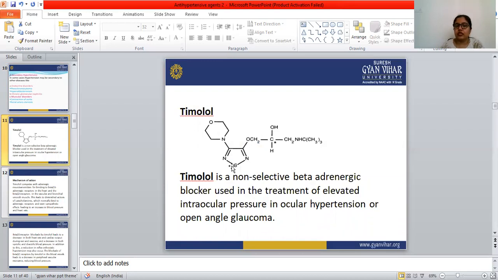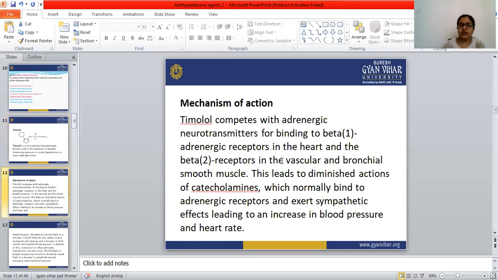So timolol is an antihypertensive drug, a non-selective beta adrenergic blocker, and it is used in the treatment of elevated intraocular pressure or open angle glaucoma. Let's see the mechanism of action of timolol.